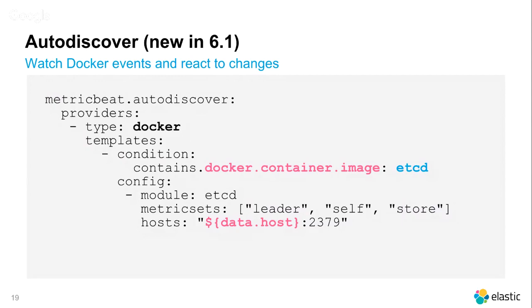And the idea, as you can see in this example, is that I want to define a condition. In this case, if a Docker container is launched and the container image contains etcd, I want you, Metricbeat, to launch this module for me. And I give you the configuration of the module as I want it. So this is all I need to tell Metricbeat, and it will take care of launching the module whenever I want it. And look at that data.host. I'm about to explain what that is.